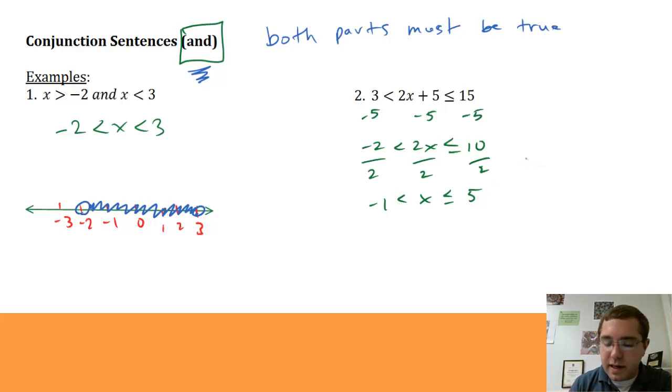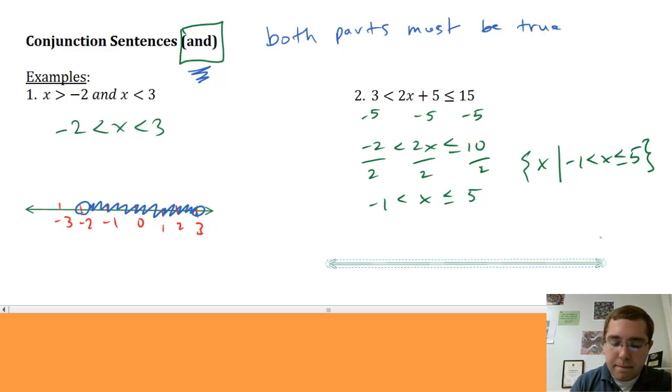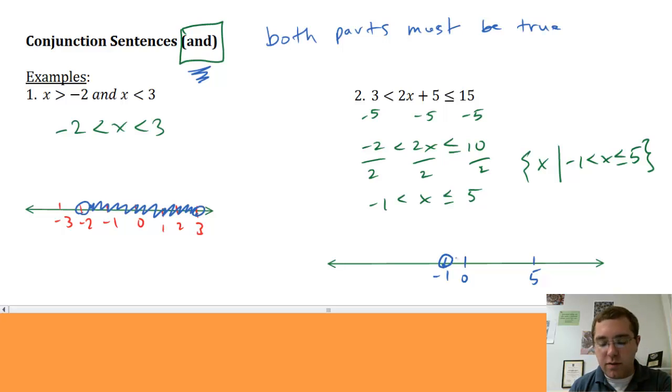As a solution set, this means the set of all x such that negative 1 is less than x, which is less than or equal to 5. As a number line, this means I've got 0, negative 1, and 5 is over there somewhere. And I put an open circle at negative 1 because I can't include that. But I put a dot at 5 because I can include that. I've got less than or equal to 5.